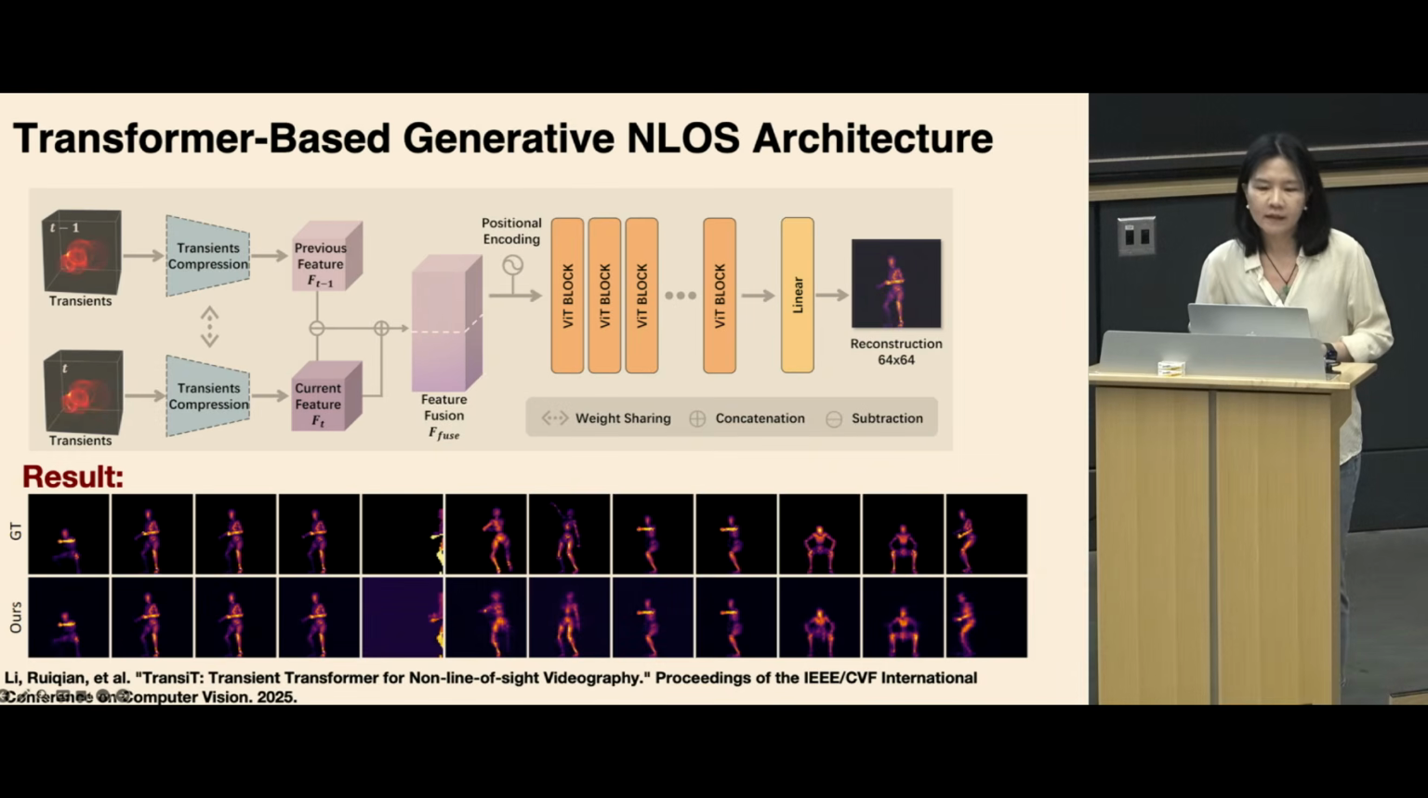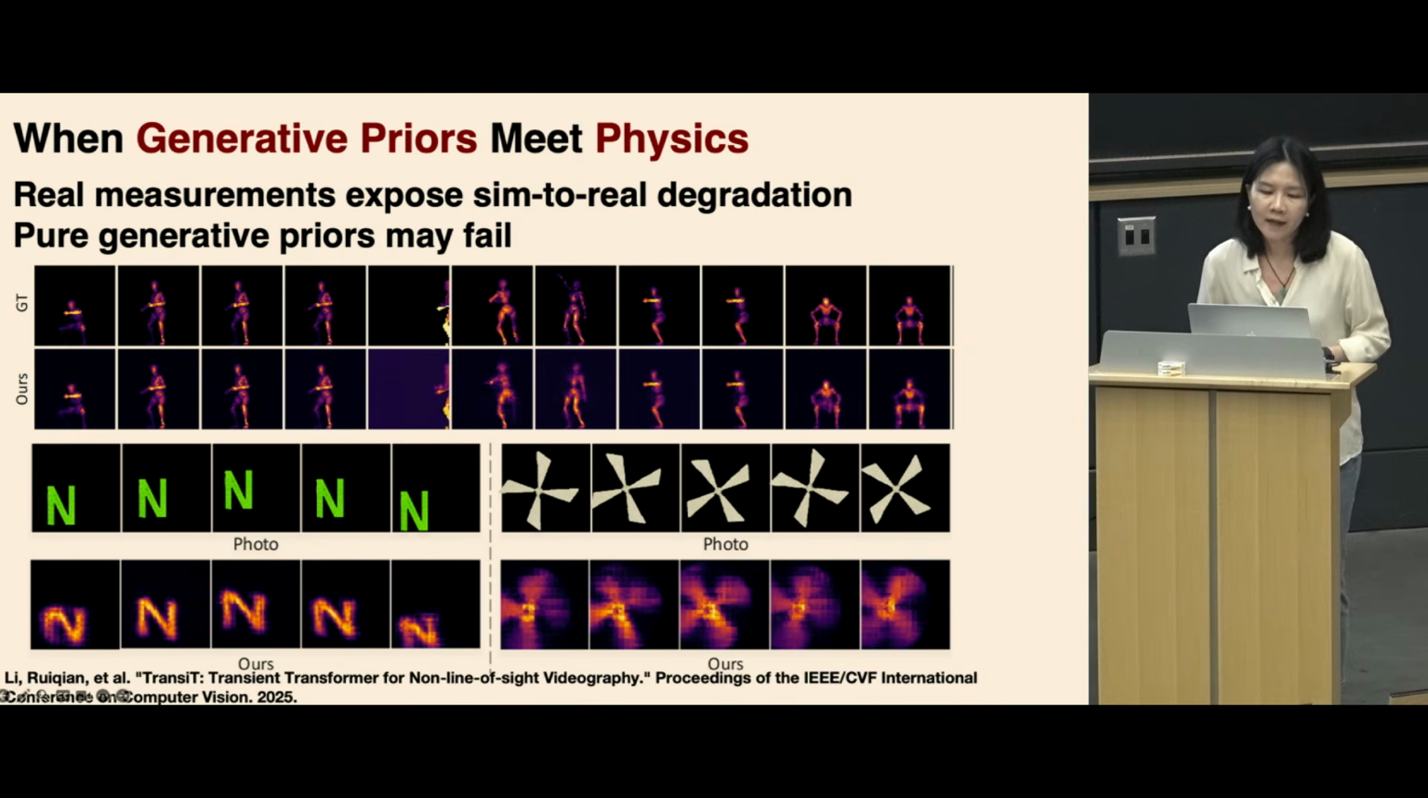So in TRANSIT, a shallow compression module first compresses the temporal dimension and extracts the per-frame features. Then feature fusion combines the current feature with the motion differences from the previous frame. The ViT blocks then model the spatial-temporal structure. By the way, one limitation we observed is that hardware response, noise, and material mismatch can shift the transient distribution and affect the reconstruction significantly.